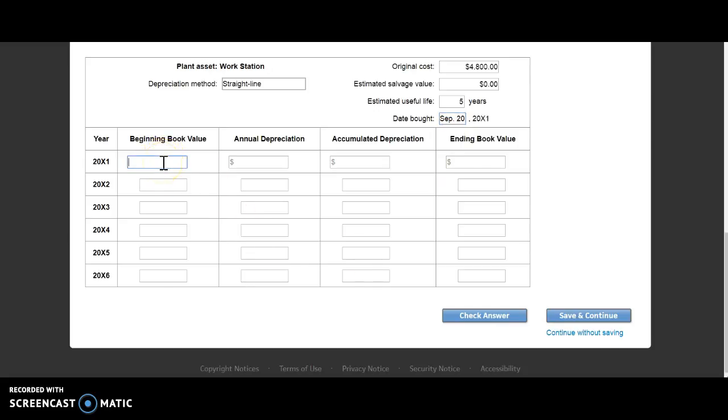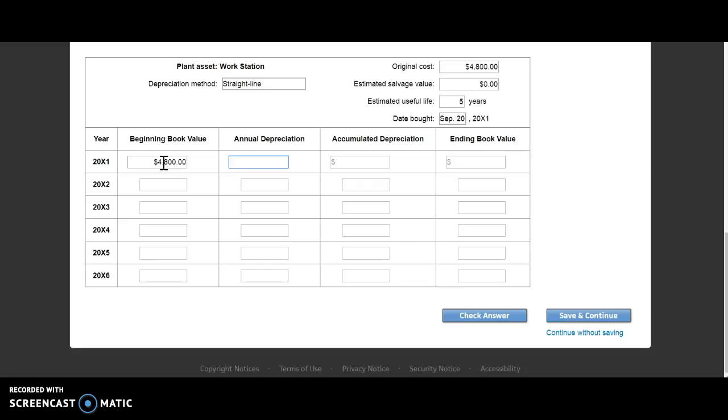Okay, so the first year we're going to fill in our beginning book value, which is the original cost, $4,800. And now we need to figure out the annual depreciation for that first year. So again, to figure out depreciation, we're going to take $4,800, the original cost, minus the salvage value, which is 0, and that just gives us the $4,800. Now we're assuming we're going to use it for 5 years, so divide that by 5. That gives us $960 a year.